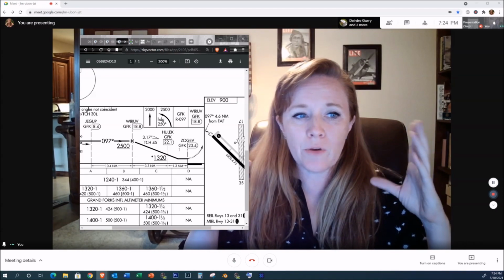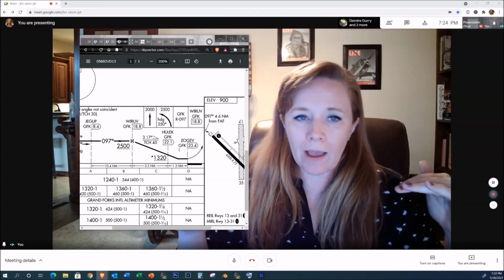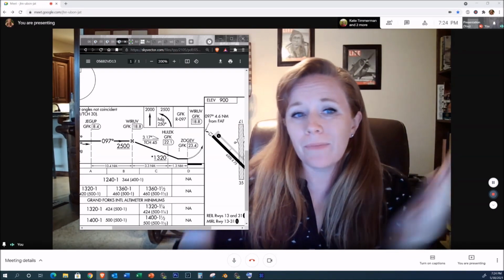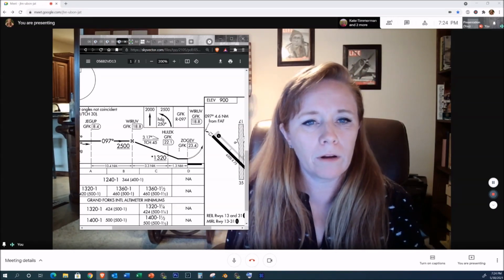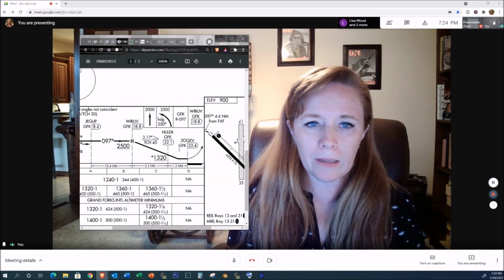You have to be at your MDA and you have to be able to see the runway, because there's going to be something that they couldn't necessarily publish. There's like 3 different reasons, but that's the primary reason that a VDP may not be listed.